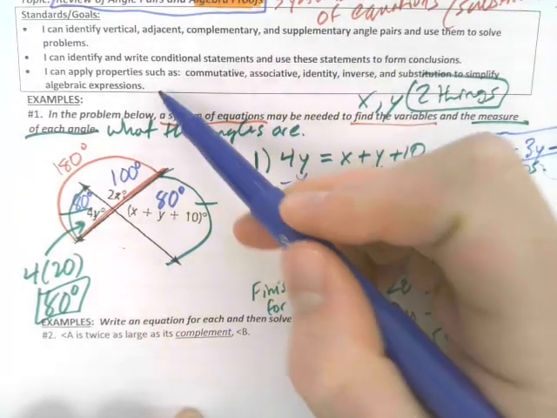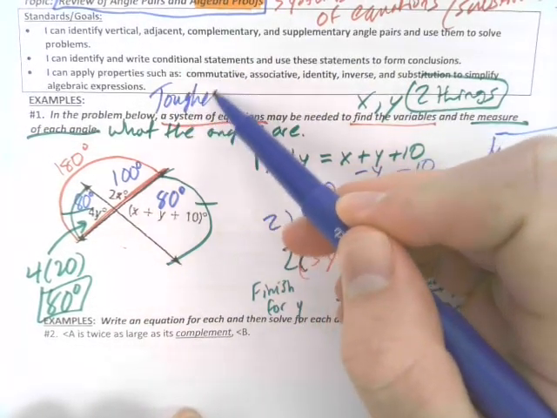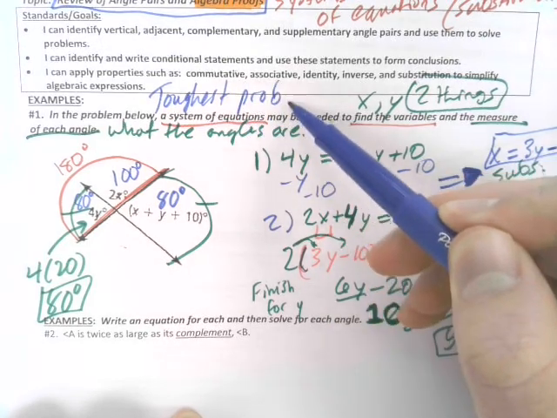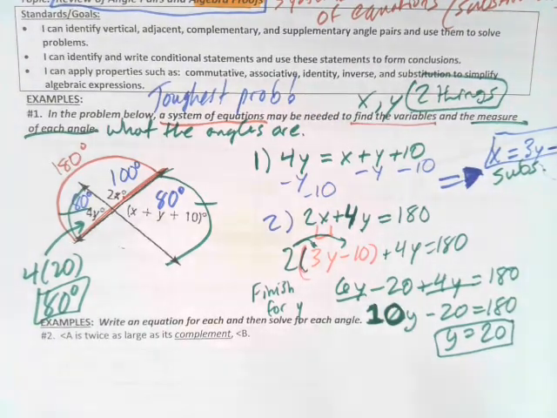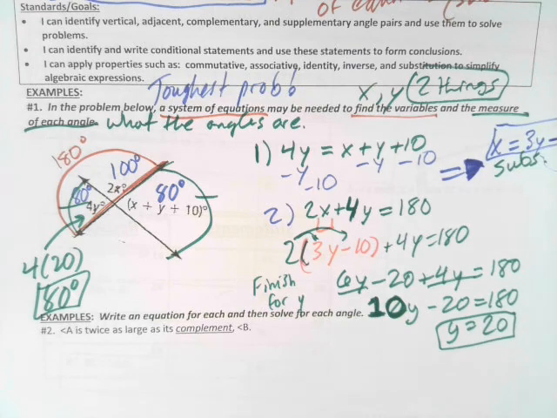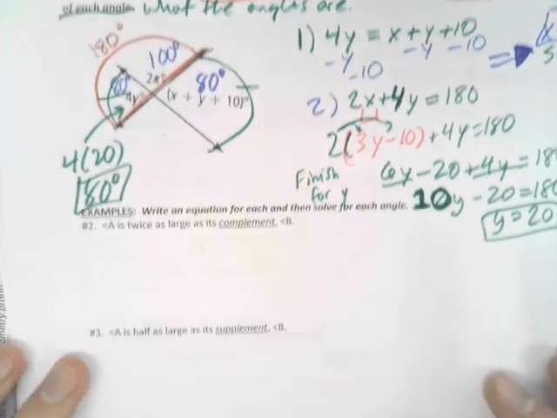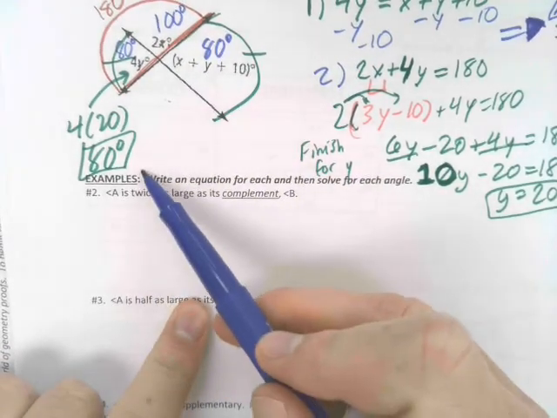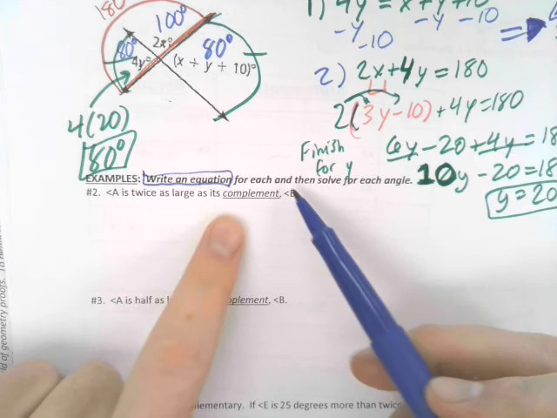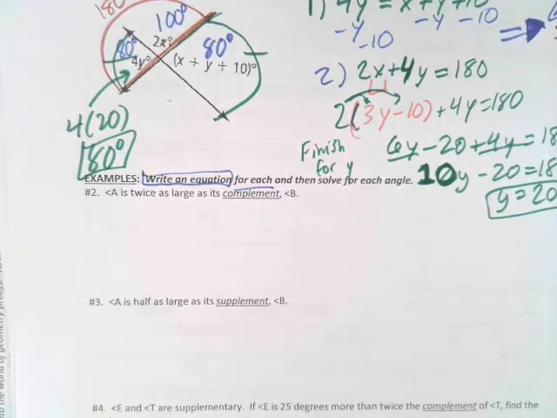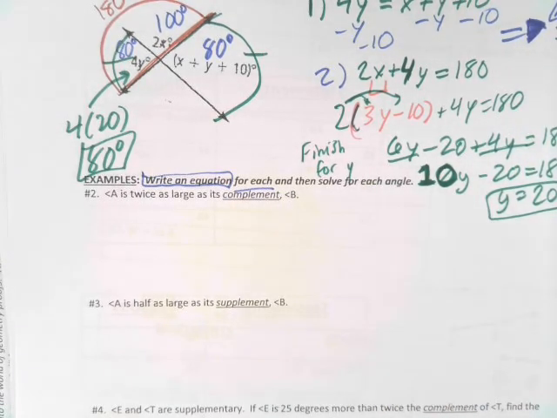Good news is we got the toughest problem out of the way early. That's going to be our toughest problem of the day, in my opinion. A couple of these other problems are going to be similar, but I feel like they're going to be definitely a little bit shorter. Like, for example, we're going to, again, write an equation for each and solve for each angle. So read carefully here, guys. We got some good vocab.